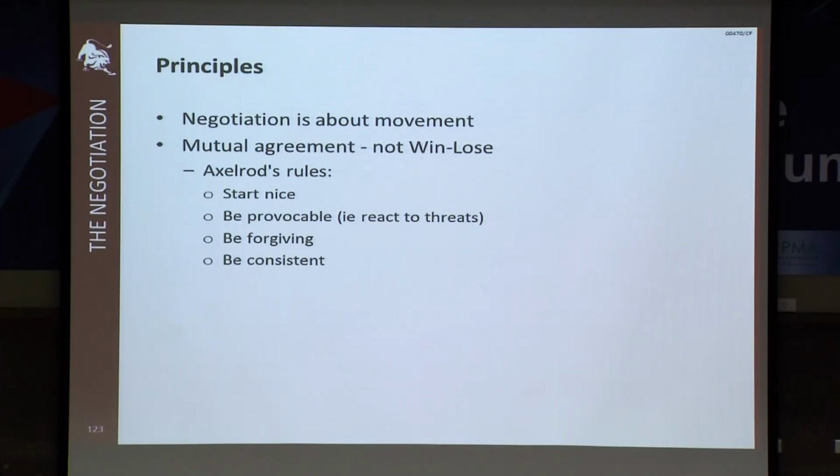A few rules, if you start reading the books on negotiation: you start nice, you be provocable. In other words, if one party says, well, we're not going to pay any more than $5 million, and then they threaten to walk out, you react to that threat and say, well, look, I don't think it's helpful right now to be throwing threats around. Respond to the threats; don't just listen to them and accept them. Be forgiving. People can make mistakes during a negotiation. And be consistent. Stick to your guns. Otherwise, people won't believe what you're saying.